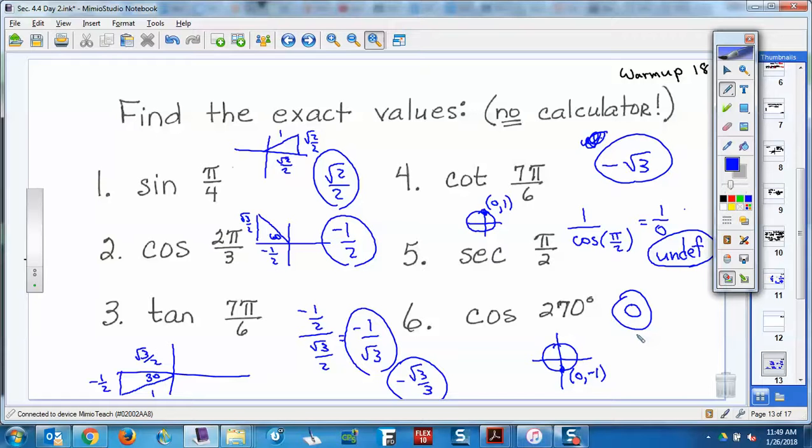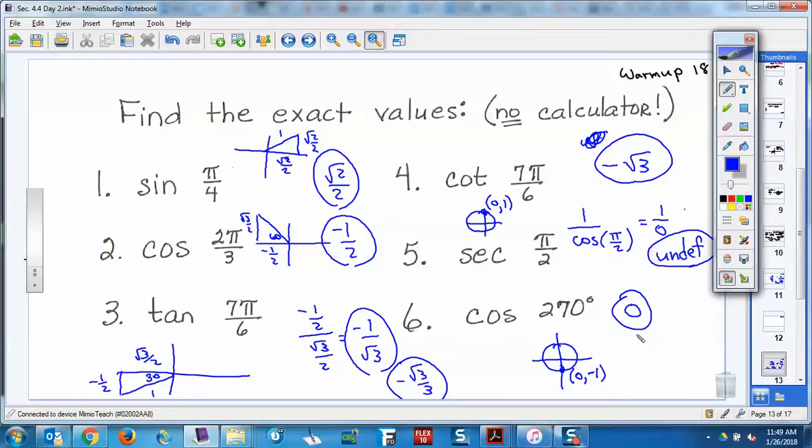Okay, 2 pi thirds would be over here, that would be a 60-degree reference, right? 2 pi thirds would be a pi thirds reference. I should have put pi thirds probably in there, but 60 is fine, I can do that because I'm not giving an angle answer. And so cosine is the x, so that's negative 1/2.